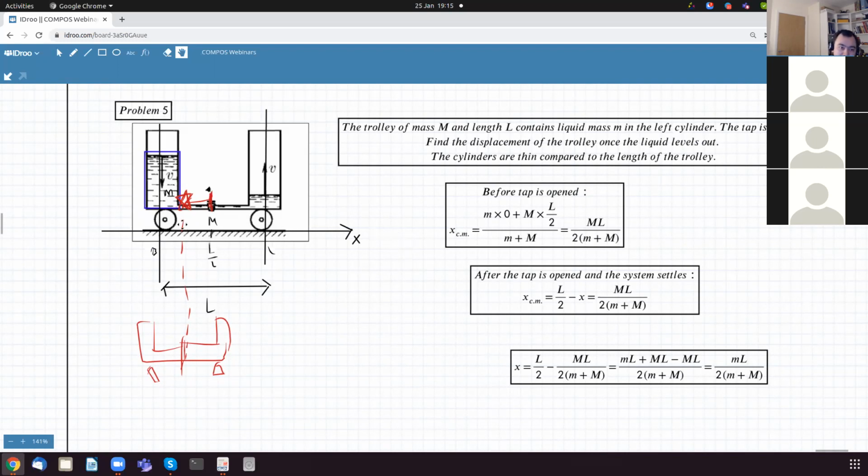Otherwise, you would need to calculate the width of the cylinder. Then to calculate the center of mass, you can't take L. You have to take L minus the diameter of the cylinder. It's just a simplification. So if the cylinder was diameter d, the center of mass of that cylinder would be d over 2, and this one would be L minus d over 2 instead of 0 and L. Does that answer your question, Edward?